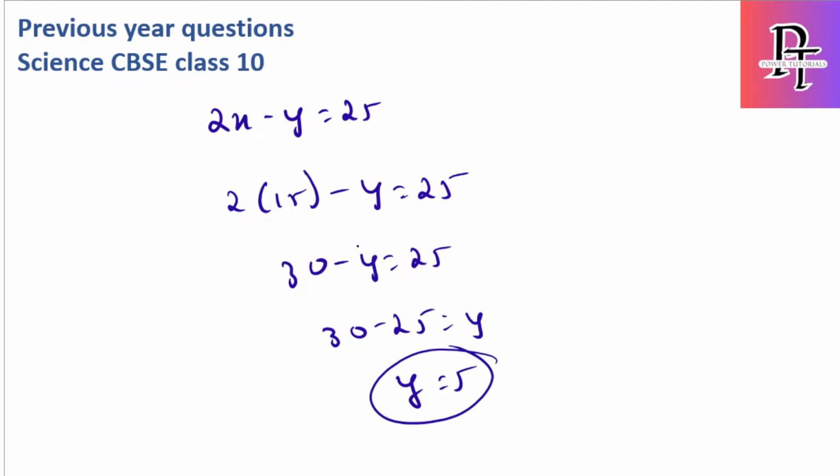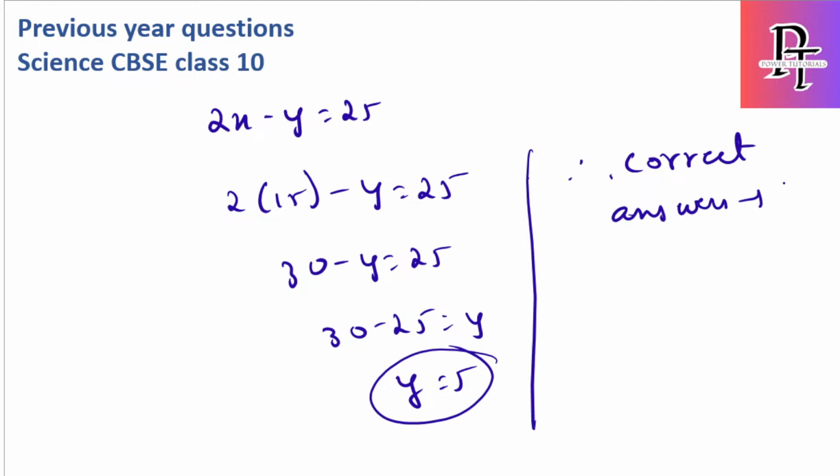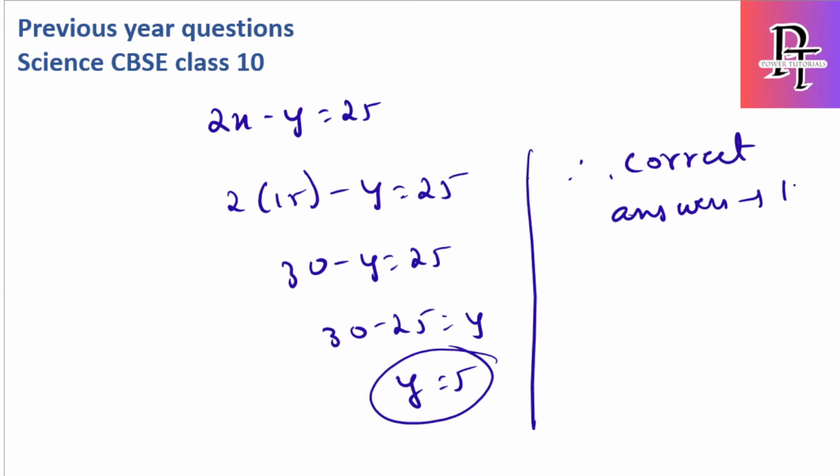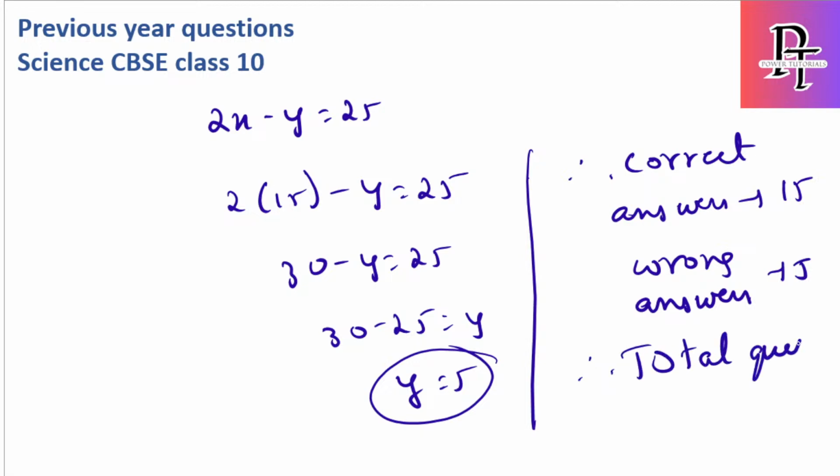So you can see, therefore, the correct answers are x value 15, and the wrong answers are 5. Therefore total questions are 15 plus 5, which is equal to 20 questions. Okay, this is the final answer.